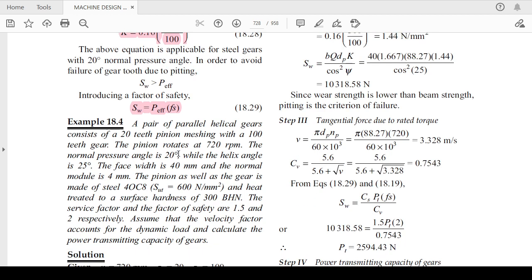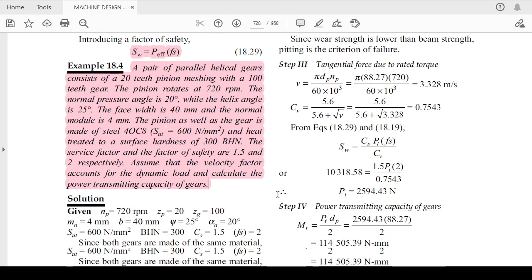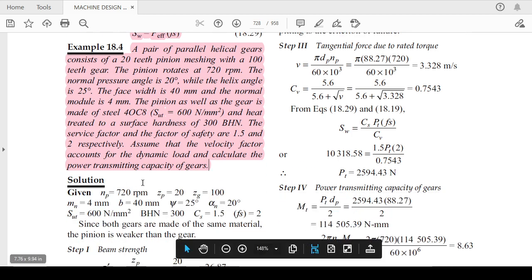So let's see one numerical, how you can formulate the given data, and I will go through the formula so that you can calculate it. We will discuss the next topic in detail, covering this formula and numericals of helical gears.